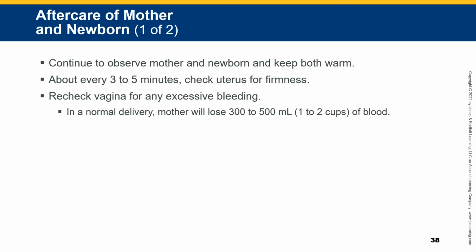So let's talk now about aftercare of mother and newborn. Continue to observe the mother and newborn carefully and keep both of them warm. Cover the newborn's head and body to prevent loss of body heat. Approximately every 3 to 5 minutes, check the uterus for firmness. Recheck the vagina for any excessive bleeding. In a normal delivery, the mother will lose 300 to 500 milliliters, or 1 to 2 cups, of blood.